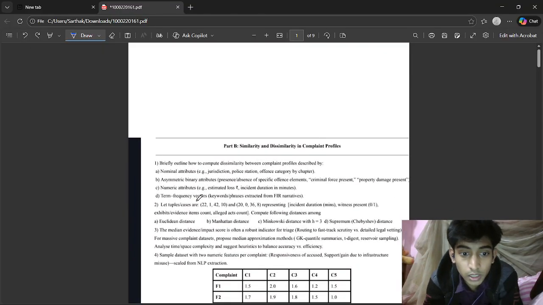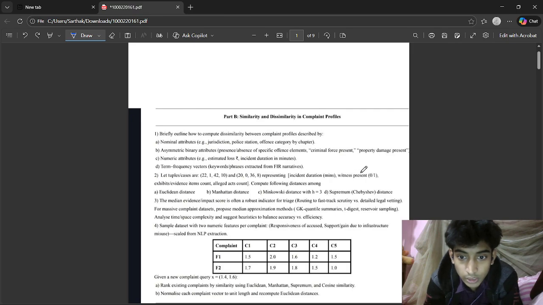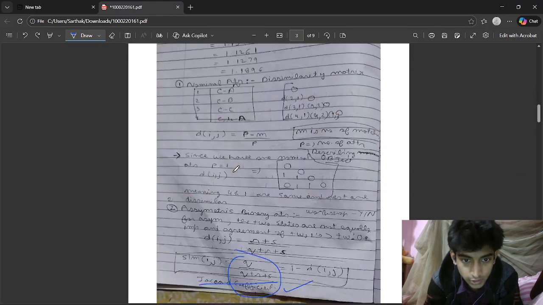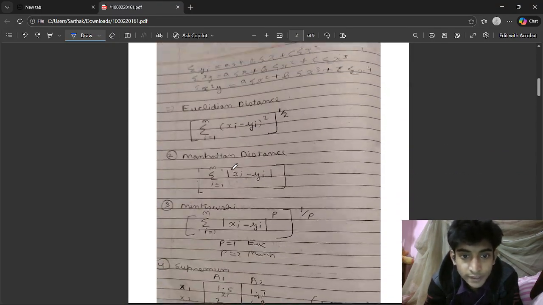Question 2 says we are given tuples representing the incident duration and witnesses present. Now we have to compute the distances, right? So let's see the distances. First of all, see the distance formulas.